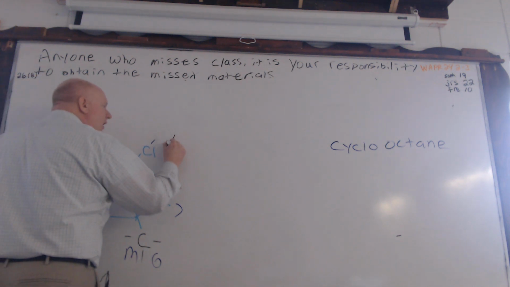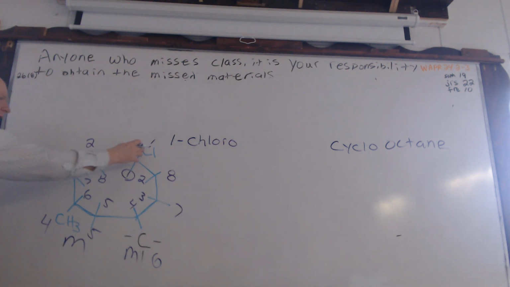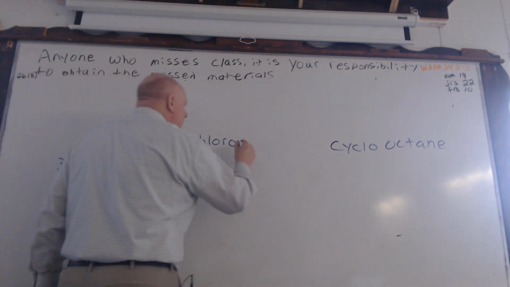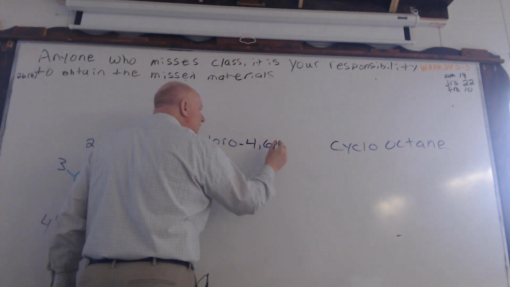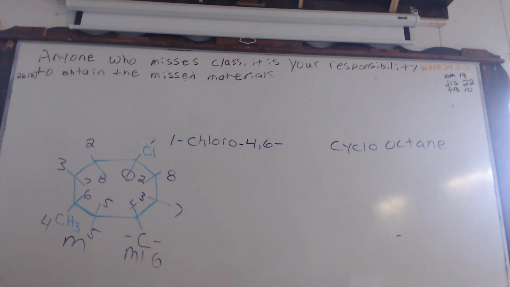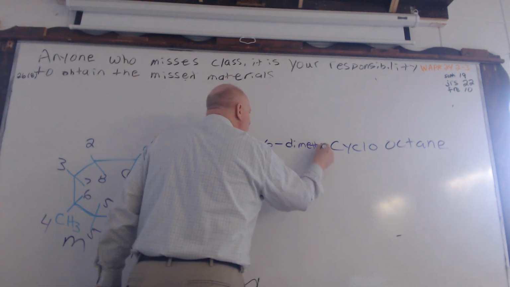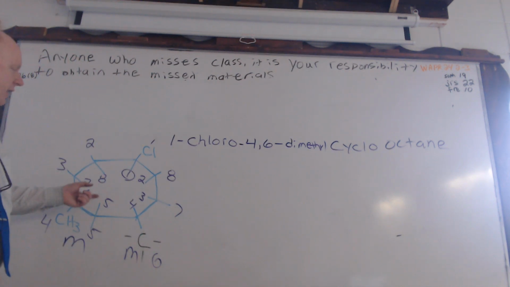So we've got 1-chloro. Okay? So we've accounted for this. Now we have to account for these methyl derivatives. And again, those are on which numbers? Okay? So then we have to put 4,6 dash, not just methyl. What happens when you have 2 methyl groups? You need a prefix on that. You need di on there. Then we need dimethyl. Now we've accounted for everything on this ring.